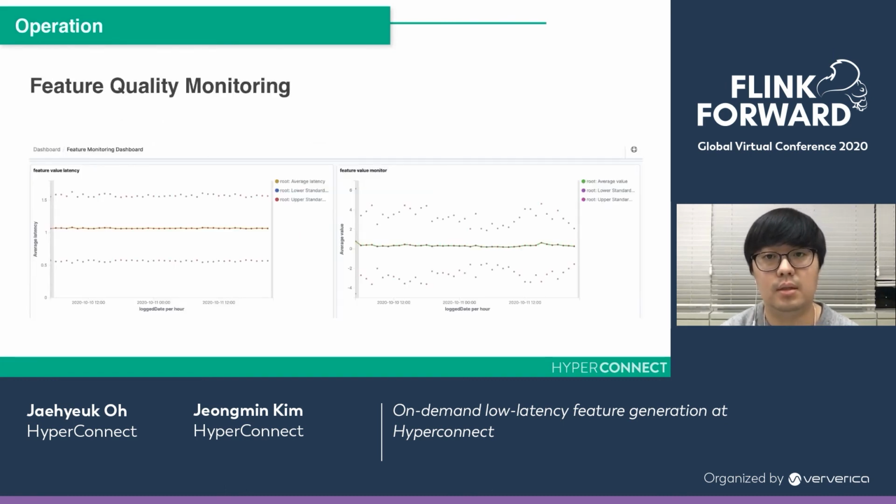And the next is the importance of monitoring. There's always a possibility that we generate the wrong feature value, and these errors lead to wrong messages or other business losses. So monitoring and making alerts for value quality, such as latency and abnormality, is necessary to run the system in live production.